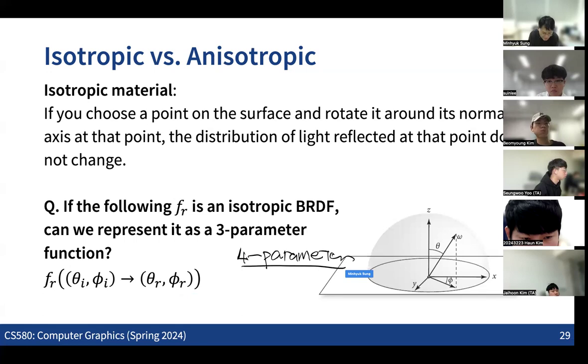But if we assume that we have an isotropic BRDF, then we don't need the 4 parameters. Actually, 3 parameters suffice. Then how can we define a 3 parameter function for the isotropic BRDF? With this definition of the spherical coordinates, theta indicates the elevation, and phi indicates the azimuth, right?